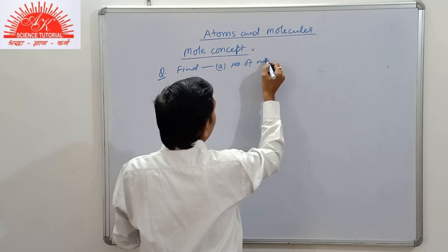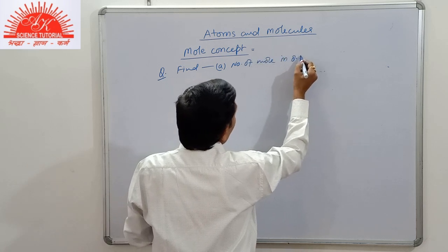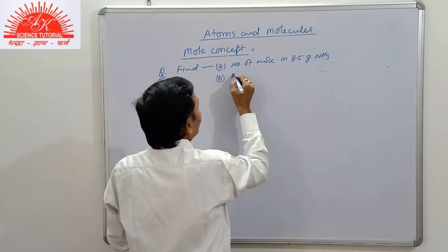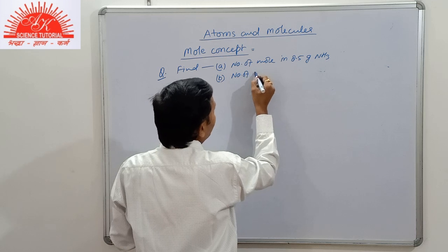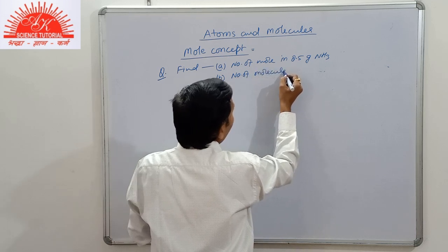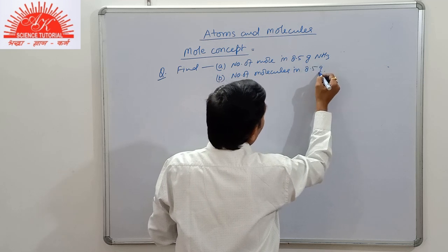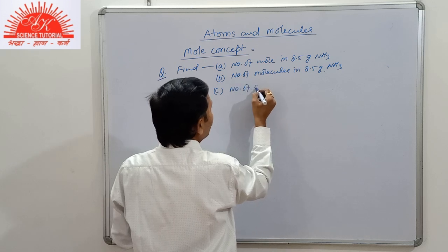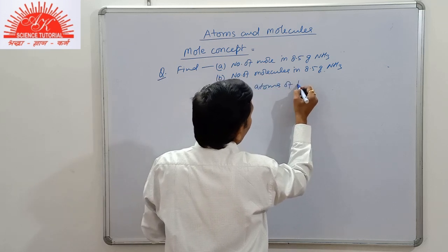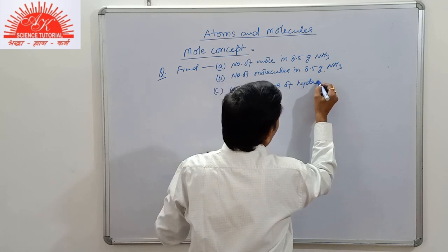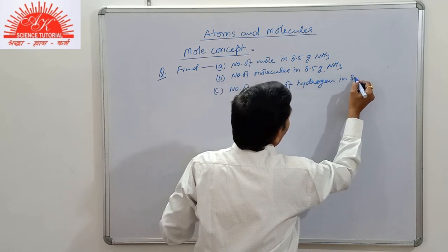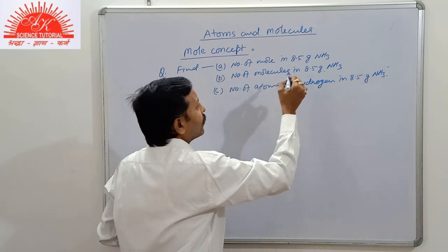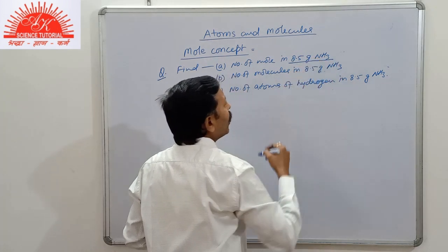Like you see, suppose we take a question: find the number of moles in 8.5 gram ammonia. Second, the number of molecules in 8.5 gram ammonia. Third, the number of atoms of, suppose only hydrogen, we take hydrogen only, in 8.5 gram ammonia. Now again you see here, student, this is the mass and this is the molecule.